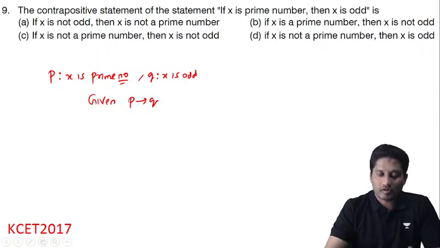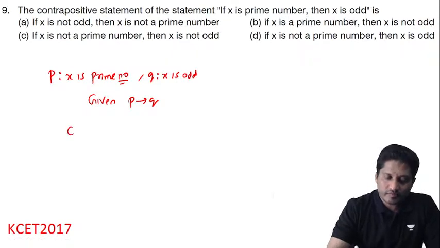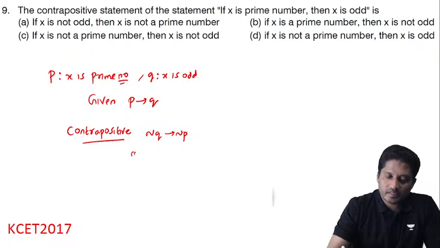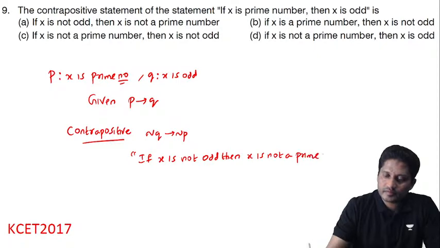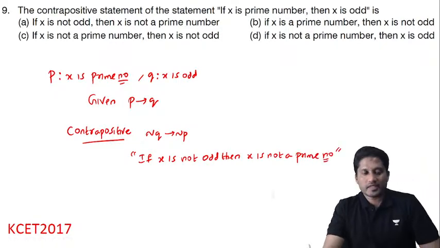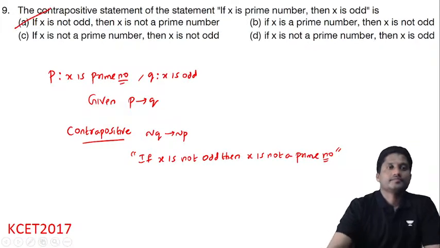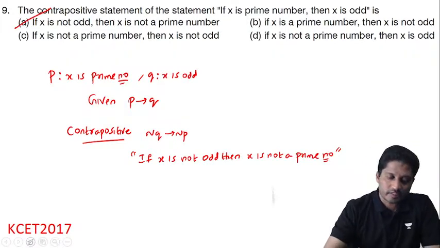Contrapositive is negation q implies negation p. That is, if x is not odd, then x is not a prime number. Answer is option A. This I taught you in the previous papers as well, guys.